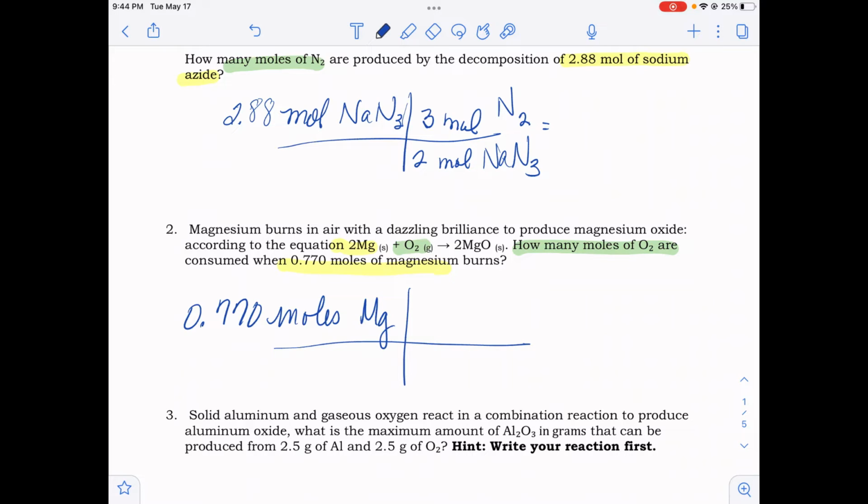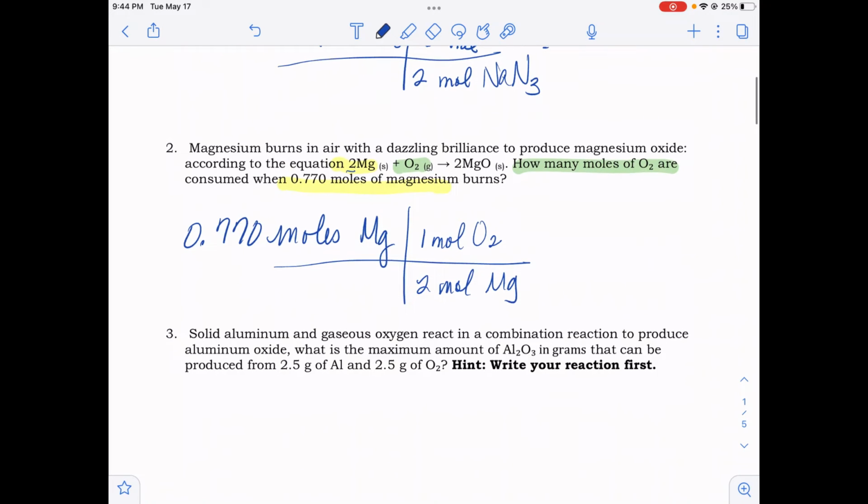Now, the ratio of magnesium to oxygen is 1 mole of oxygen will react with every 2 moles of magnesium. And that's how you set up the second one.